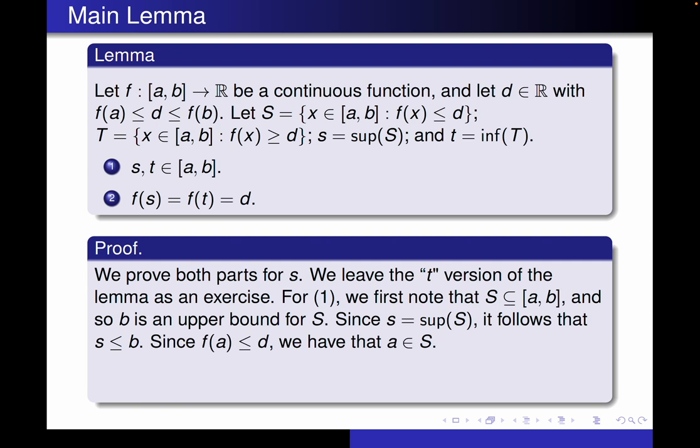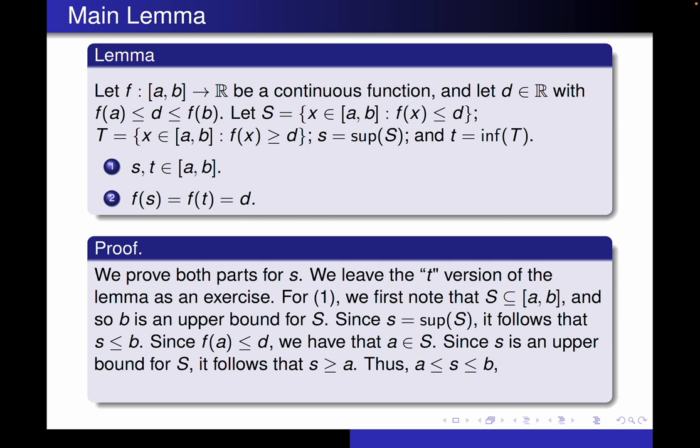Similarly, we know that f of a is less than or equal to d. That means that a is actually in the set S. And then since s is an upper bound for the big S, that means s has to be bigger than or equal to a. We put those together. s has to be between a and b, so it is in the closed interval between a and b. So that wasn't too bad.